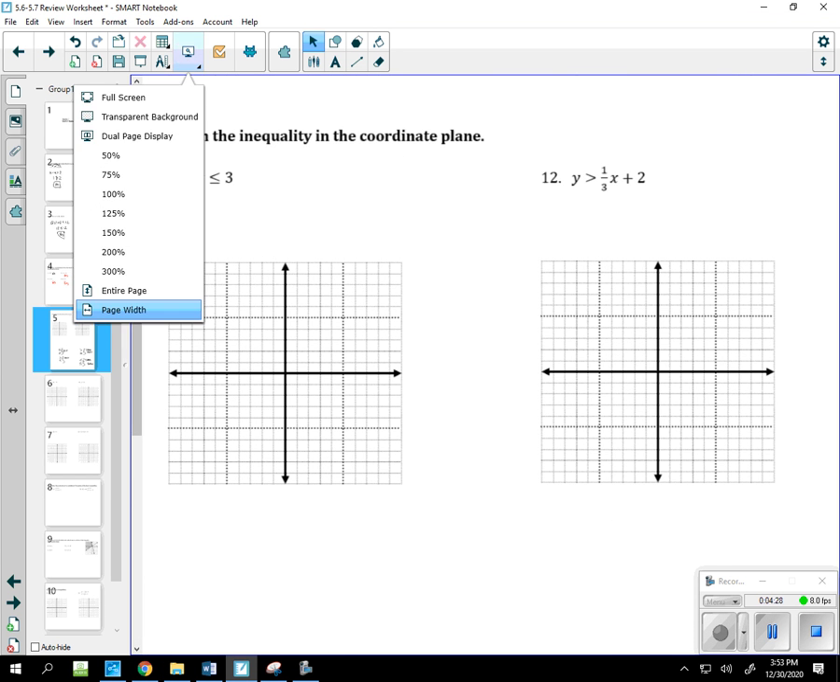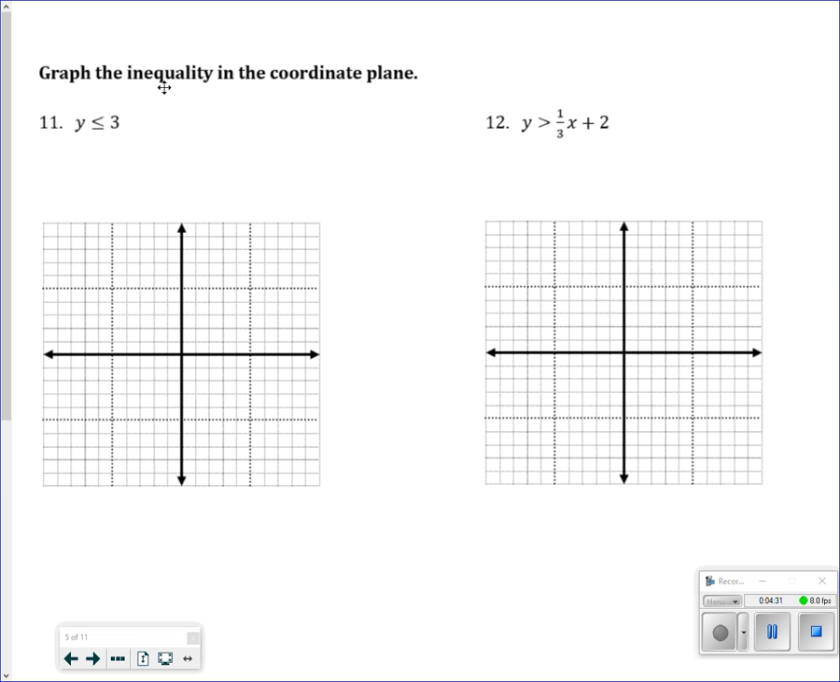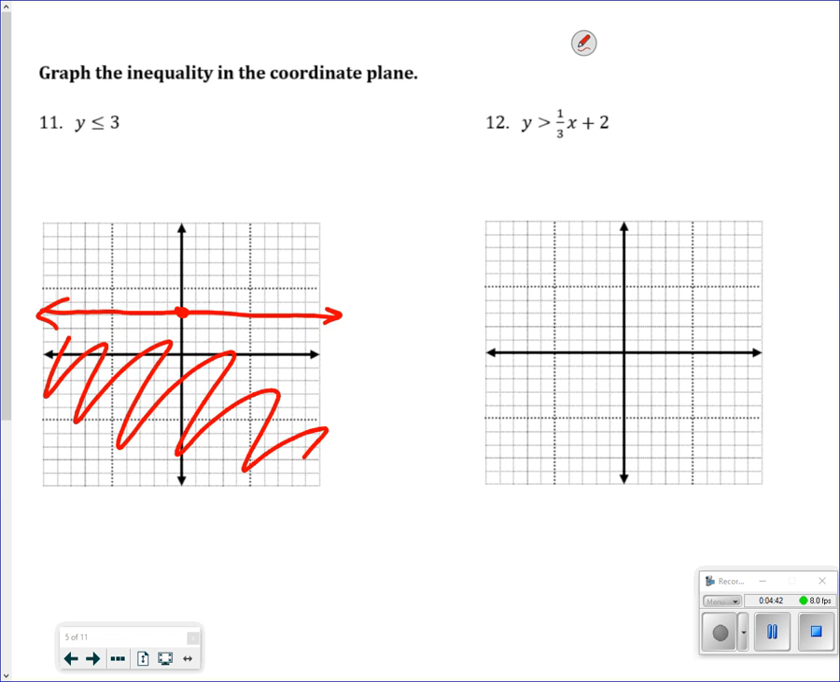All right, here we go. Y is less than or equal to 3, so I'm going to graph a line straight across for y is 3, and I'm going to make it solid because there's an equal to, and I'm going to shade below because it's less than. Next one, again, graph the line.